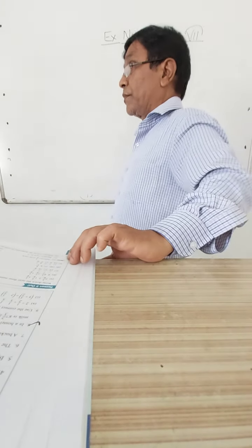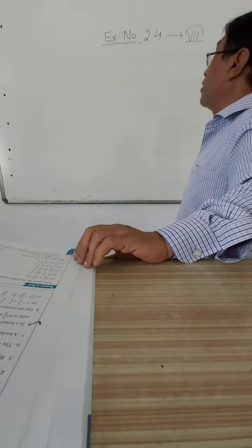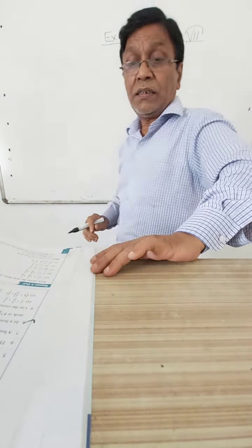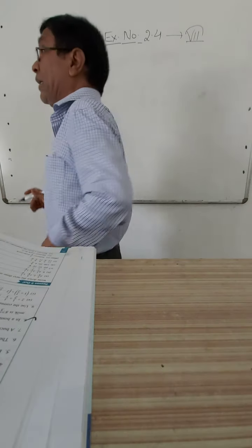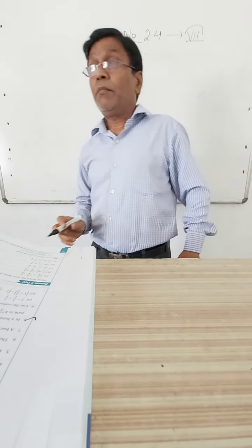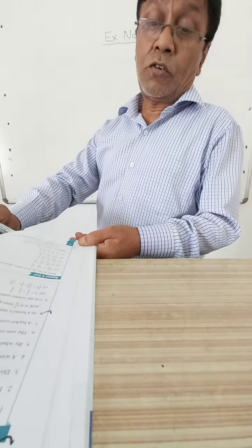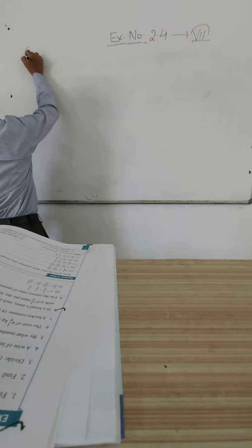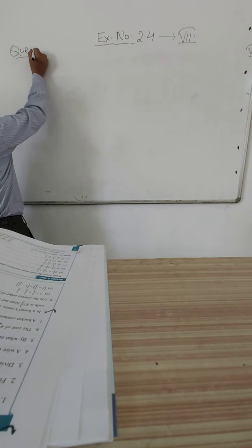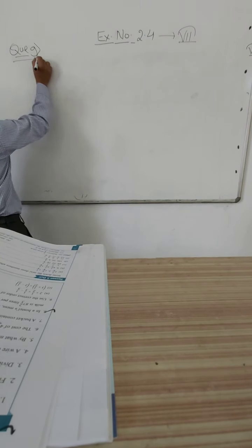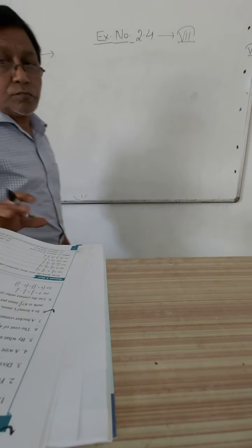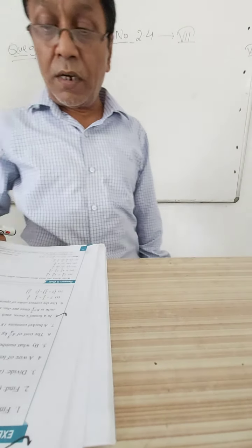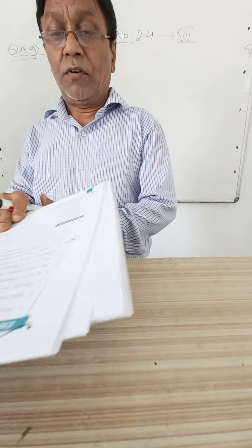Last time we solved exercise number 2.4. In this one, till question number 8 we have solved. Now today we will see and solve question number 9. So what is question number 9 here? Use the correct order of operation to calculate the following.